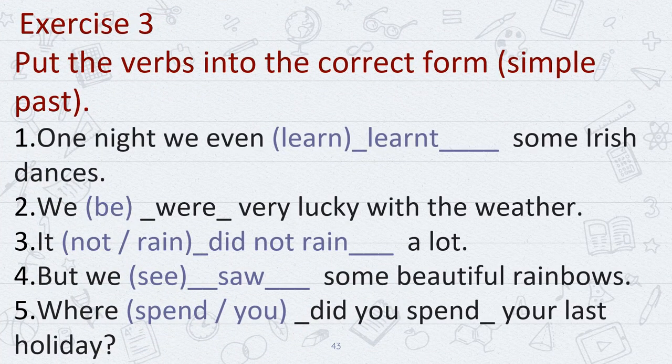Now, the third exercise is: put the verbs into the correct form, simple past. That means you have to use simple past tense. First sentence is: one night we even learnt some Irish dances. Second, we were very lucky with the weather. Third, it did not rain a lot. Fourth, but we saw some beautiful rainbows. Fifth, where did you spend your last holiday?